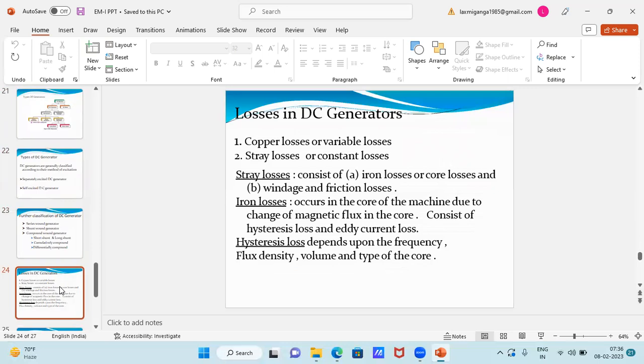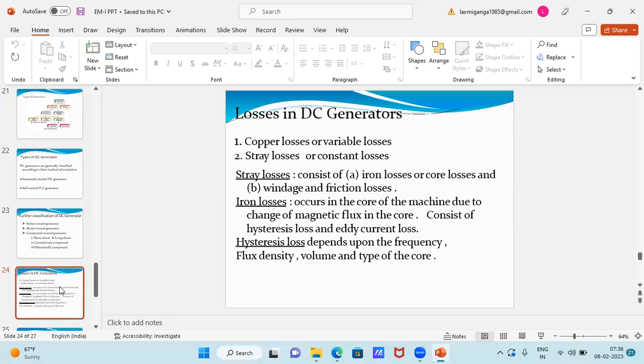There are certain losses in DC generators. There are two types of losses. One is called copper losses or variable losses. The second one, stray losses, are constant losses. Stray losses consist of iron losses or core losses, and windage and friction losses.